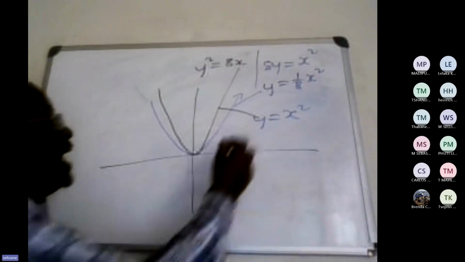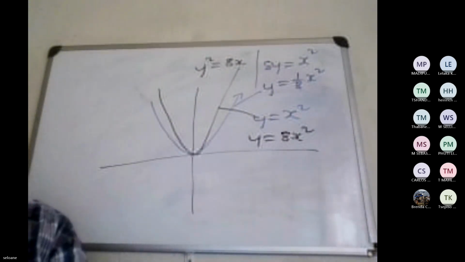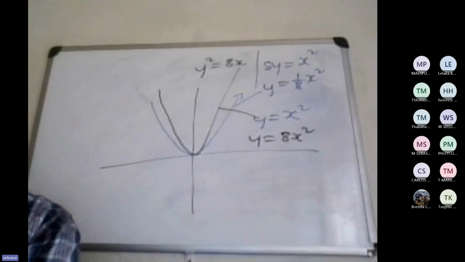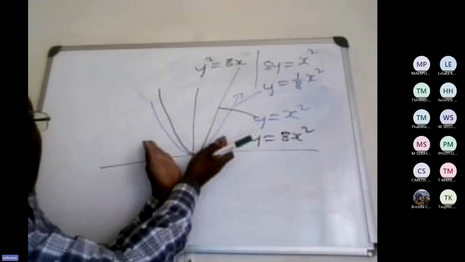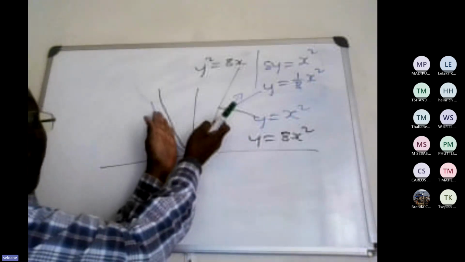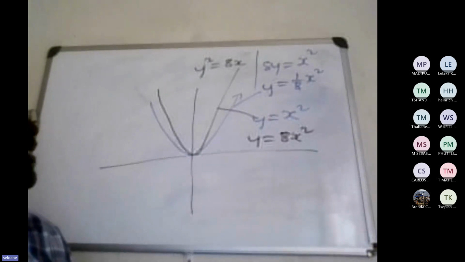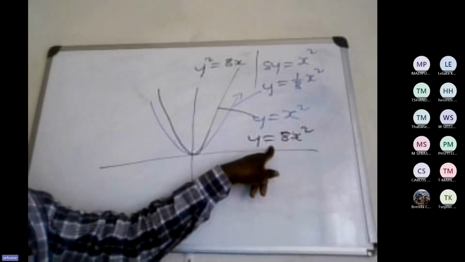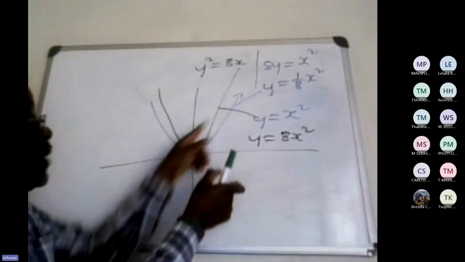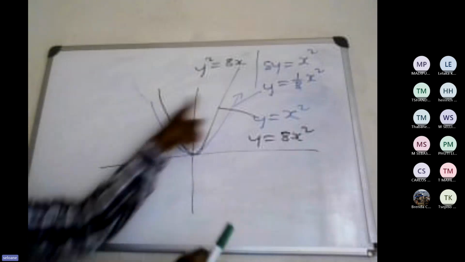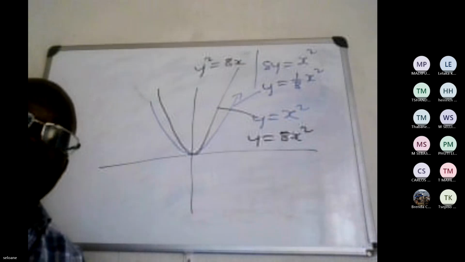Unlike if you've got another one here, say y equal to 8x squared. Where will this one be, relative to these two? Is it going to be outside? Is it going to be in between? Or is it going to be inside? Just tell me. This one, y equal to 8x squared, relative to this one. Is it going to be outside, in between these two, or inside this? Anybody?